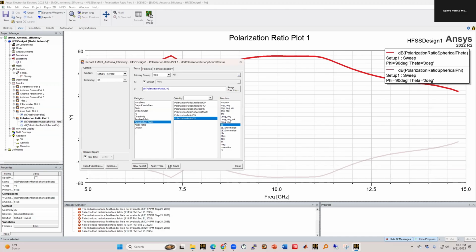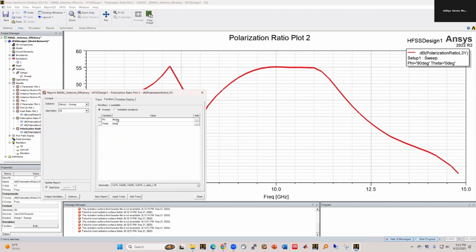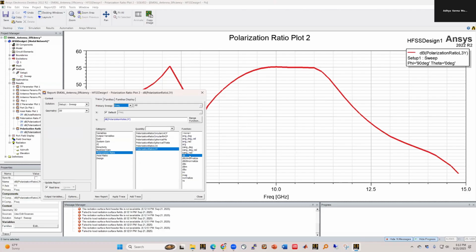Let's do a new report. And we know that the polarization along at least the boresight direction, which is defined by these, is along Y hat, right? So that's why the polarization ratio with respect to Y is large. Again, in that direction, E theta and this definition and this definition are the same, only in the boresight direction.